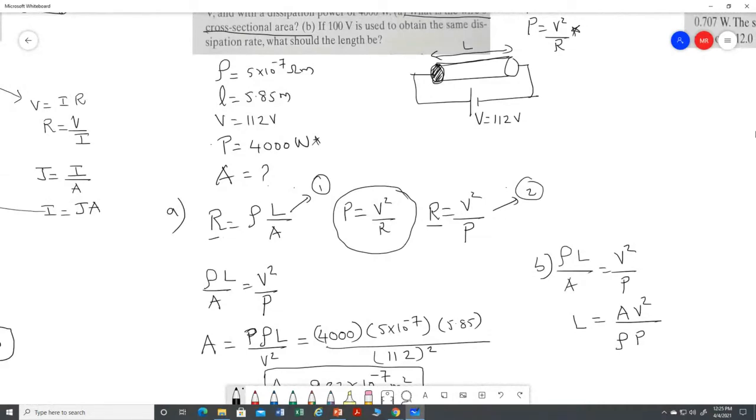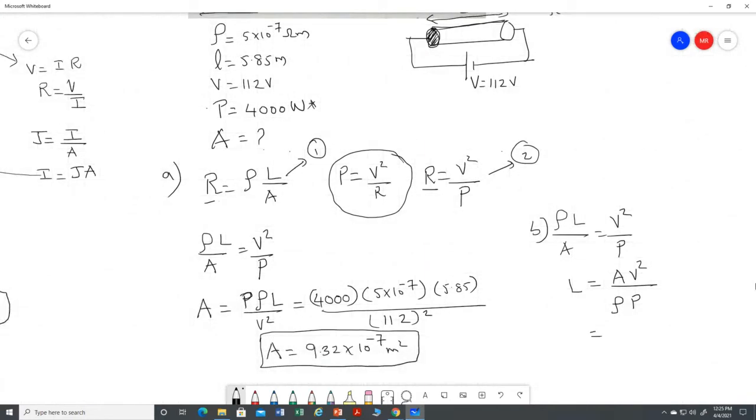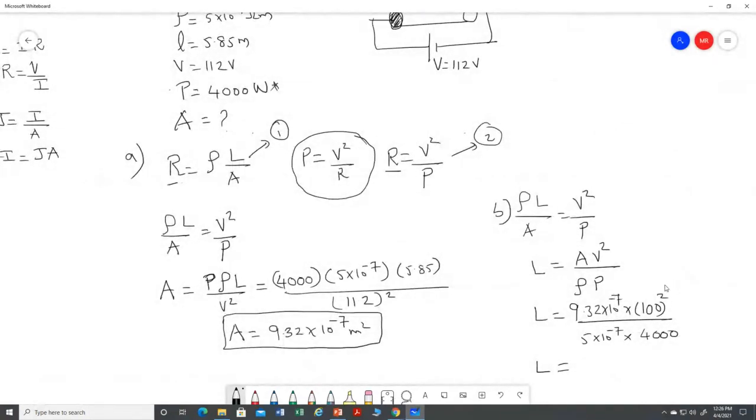Am I right? Now you can see in the second part they clearly mentioned you have to use the same dissipation rate, that means same power. So our area I am going to take from the first part. The power of the wire generated is 4000. Therefore L is equal to 9.32 multiplied by 10 to the power of minus 7, and how much volt you are going to apply? Instead of 112 volt, you are setting 100 volt, divided by the resistivity of the wire which is given 5 multiplied by 10 to the power of minus 7. At the same time, you have to get the same power. So could you please tell me what is the length? What's the answer, my dear?